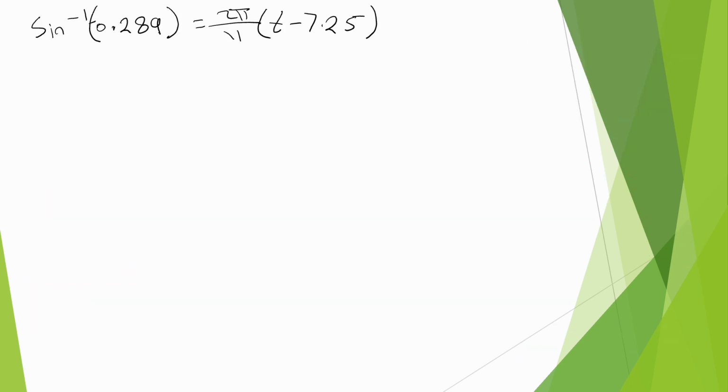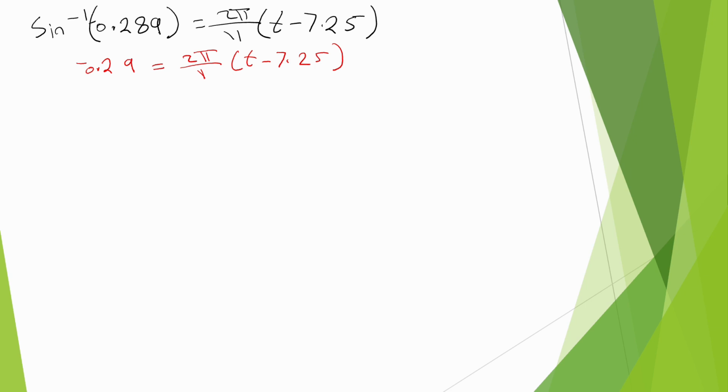Okay, so that's what we're trying to find. I'm just going to solve it in here. So that's sine inverse. I'm going to make sure my calculator is in radians, because I'm using pi, and then I will just do sine inverse to that. I got negative 0.29 equal to 2 pi over 11 t minus 7.25. So that's the theta equal to sine inverse.